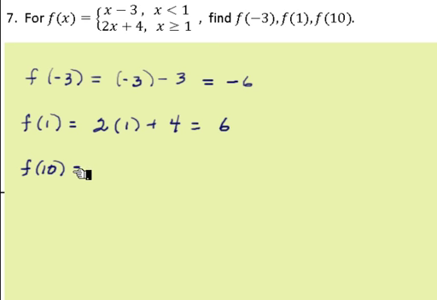And finally, we're evaluating the function at x equal 10. Now, which category is 10 in? Well, 10 is larger than 1, greater than or equal to 1. So again, use the second line. And substitute in, and we get 24.